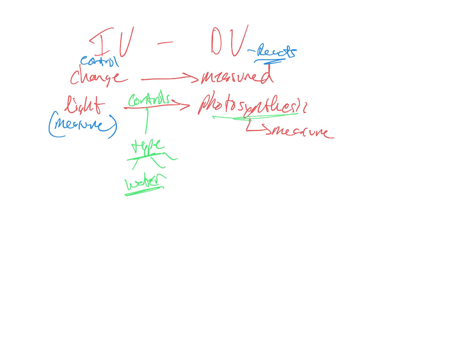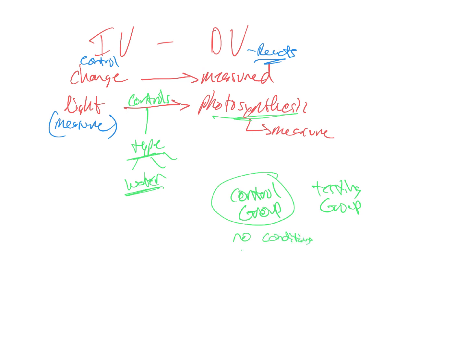So in a controlled experiment, you're going to have a control group. You're going to have the testing group. So the control group would have no conditions changed. So just kind of grown naturally. So if we're doing our light experiment, that might be plants just outside, right?